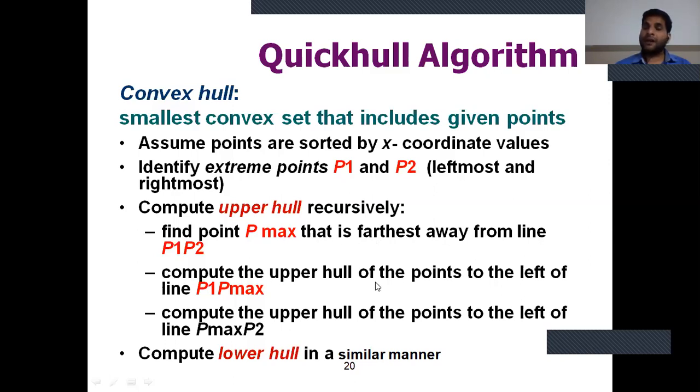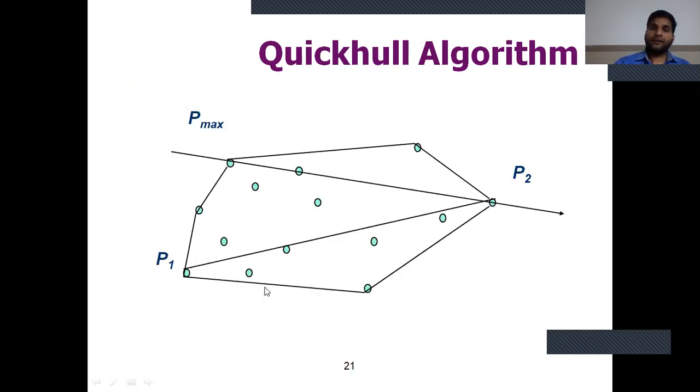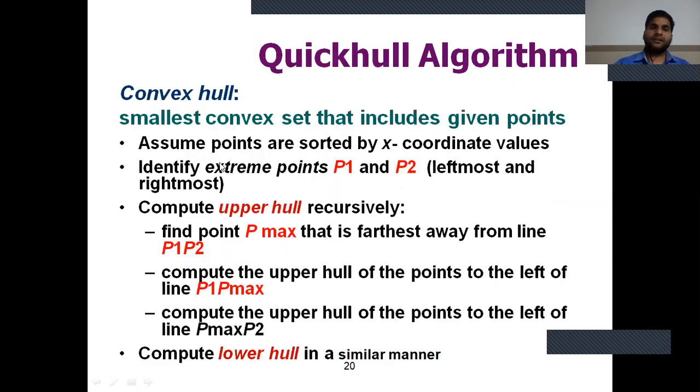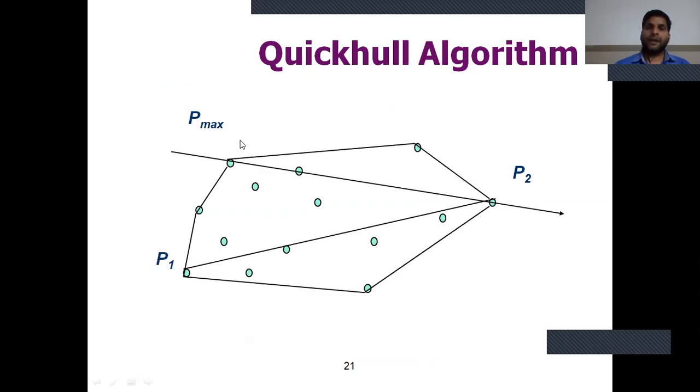Compute the upper Hull of the points to the left of line P1 and P max. Similarly, compute the upper Hull of the points to the left of P1 P max, and compute the upper Hull of the points to the left of P max P2.